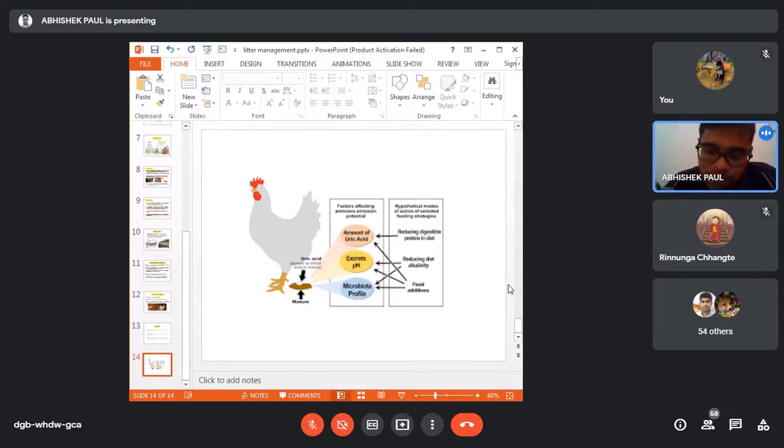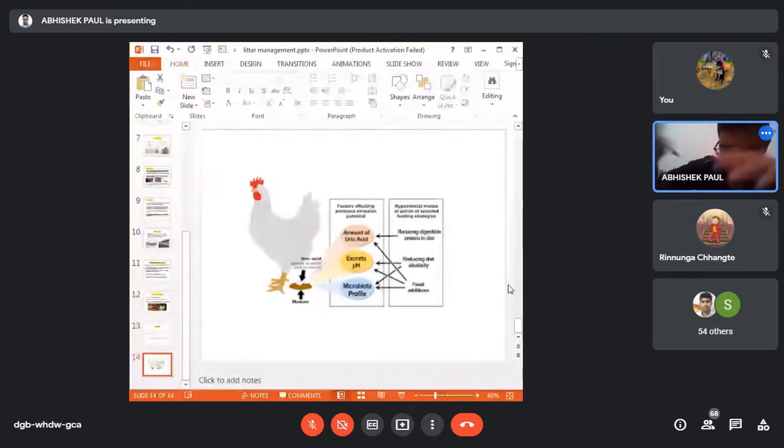To maintain the moisture content of the litter, you need to manage the litter material in a scientific way. The first one is raking of the litter material at least once in a week. You remember, raking means just turning it here and there. So you need to rake the litter material at least once in a week.